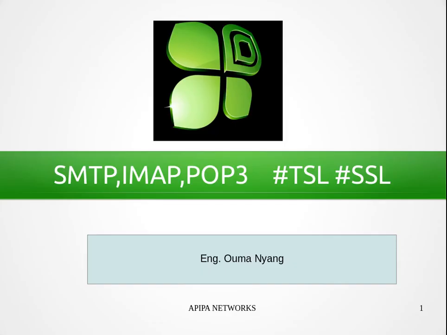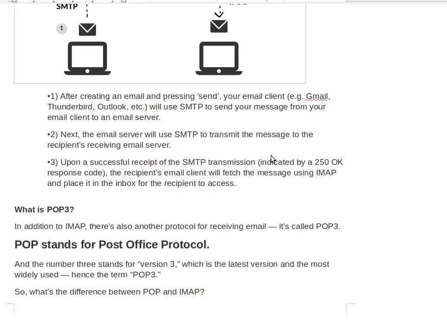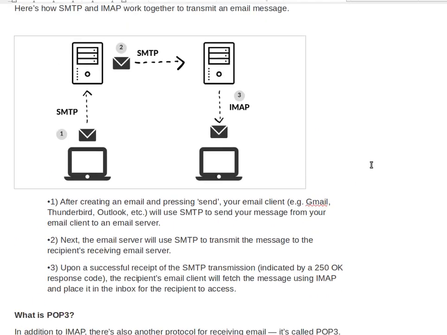What is POP3? POP3 stands for Post Office Protocol. The number 3 simply stands for version 3, which is the current and most widely used version, hence the term POP3. So what's the difference? Before I go to the difference, POP3 is also used to retrieve messages from the server just the way IMAP does. But there is a big difference between what POP3 does and what IMAP does.